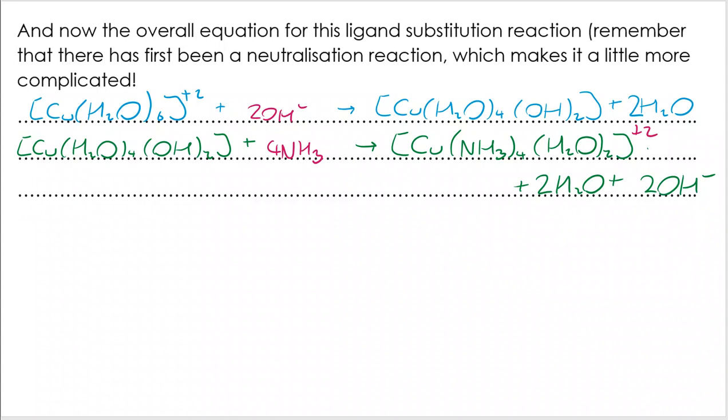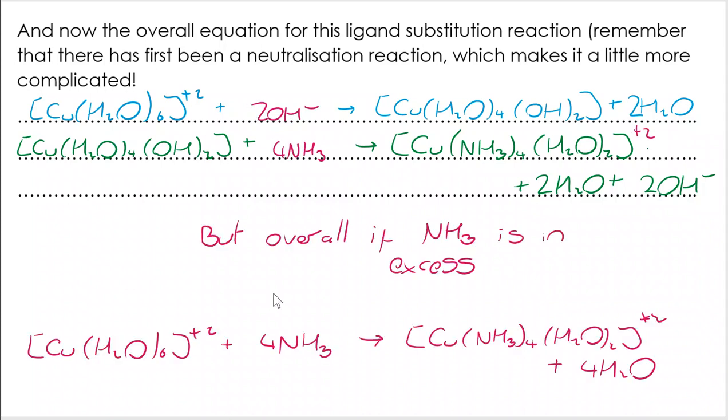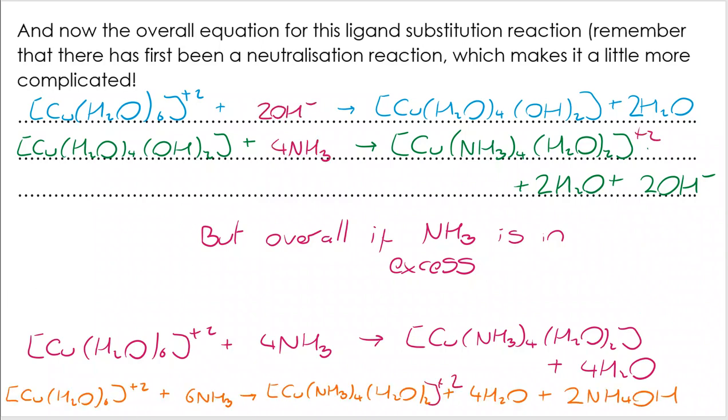If I were to just think overall, beginning to end, I've added ammonia, it's in excess. I could say this: [Cu(H2O)6]2+ + 4NH3 goes to [Cu(NH3)4(H2O)2]2+ + 4H2O. The reality is a little bit more complicated because I have added more ammonia. That ammonia has yielded OH- ions, which has reacted initially. So at the most complicated, this is what we would be looking at.